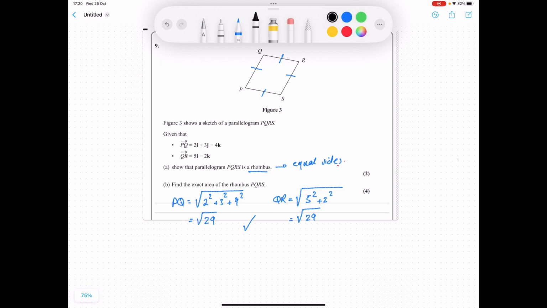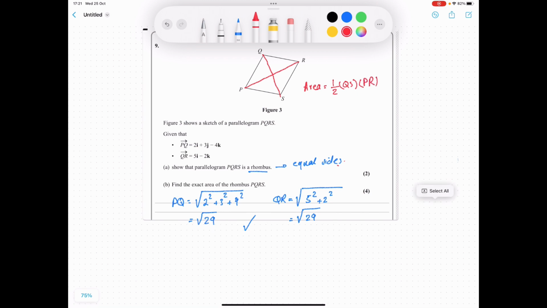In part B, it says find the exact area of PQRS. For finding the exact area of PQRS, we need to work a bit with the vectors. First I'm going to draw the diagonals of this rhombus, because I know the area of the rhombus would be half of the diagonals multiplied by each other. So here it is going to be half of QS times PR. That means I need to find the lengths of QS and PR.